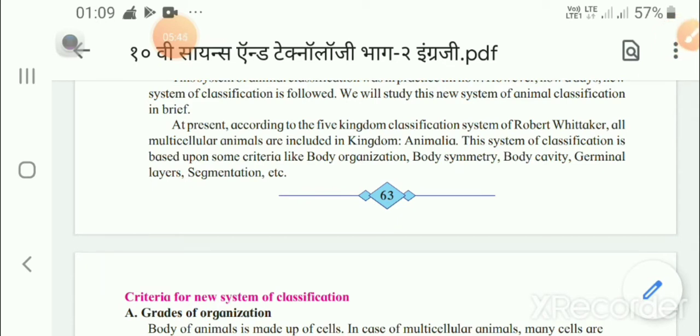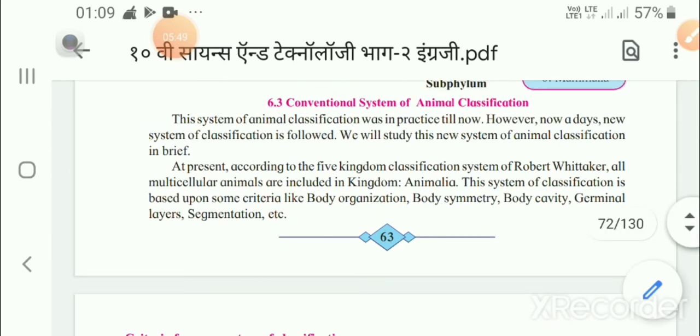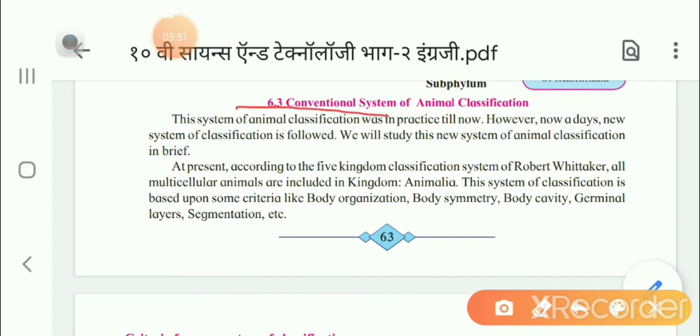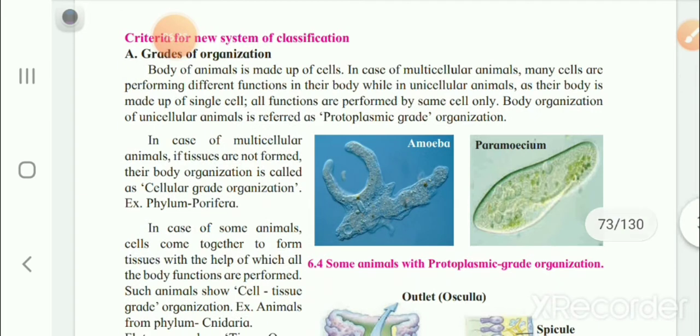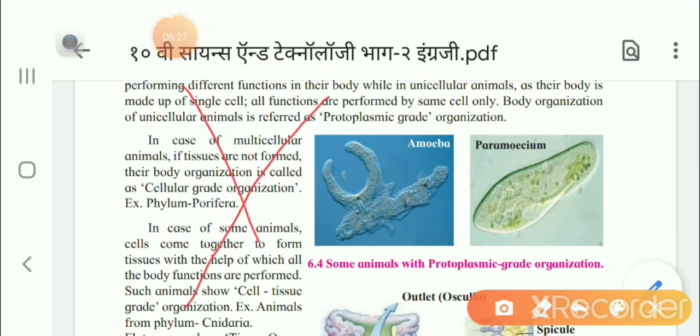Now we will see here, this is called the conventional system of animal classification. Now this full part what is given here, that is omitted. Further we'll see here this grades of organization. This topic is also omitted for you.